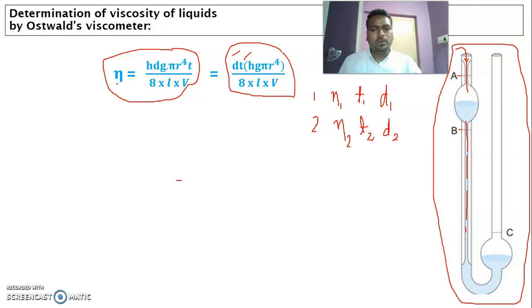Dear students, please write down the viscosity coefficient for liquid 1. For liquid 1, you are going to get N1 is equal to D1 T1 into Hg pi r to the power of 4 divided by 8 into L into V. Write it separately. And for N2, N2 is equal to D2 into T2 into Hg pi r to the power of 4 whole divided by 8 into L into V. So this is the equation you obtain.